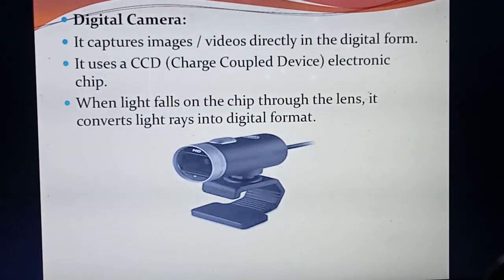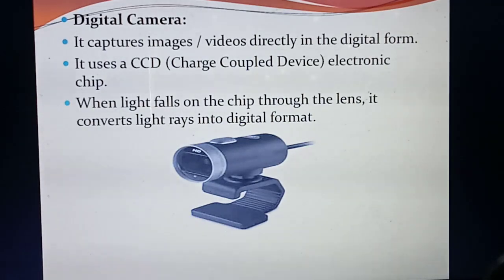So how this camera works: it will capture the image or video when the light falls on the chip. This chip is placed in the inner part of the camera. Which part is present at the front of the camera? Lens, isn't it? So first the light falls on the lens, then through the lens the light falls on where? The chip. When the chip receives the light rays, it will automatically convert what is stored in the chip into a digital format.